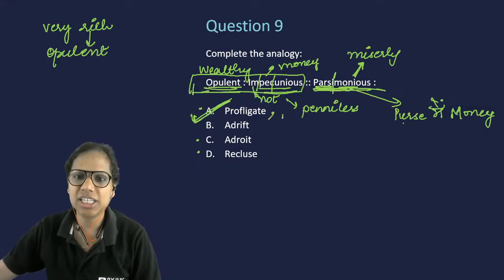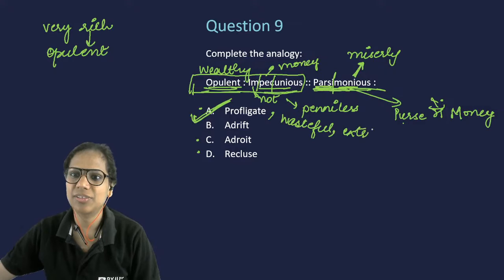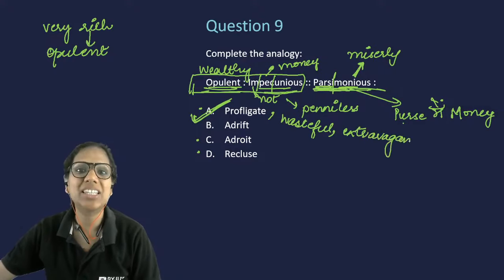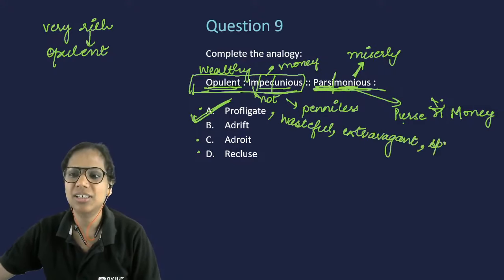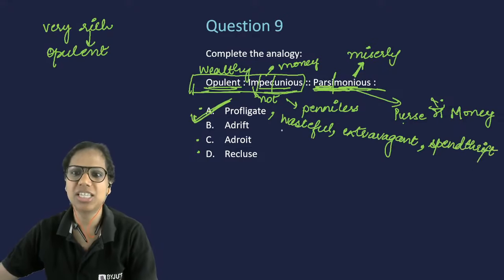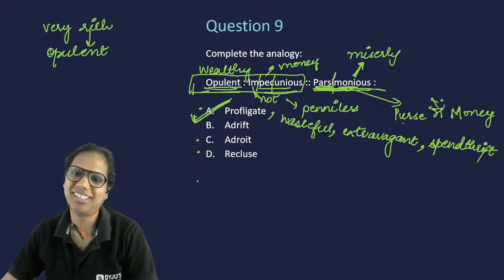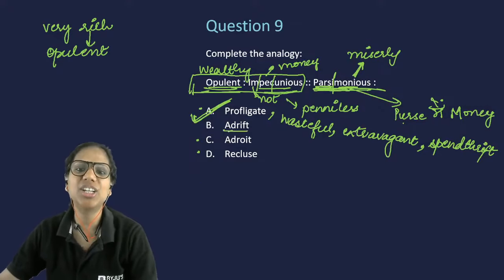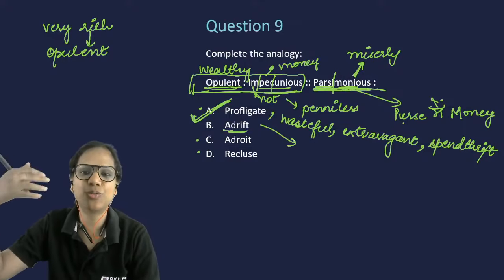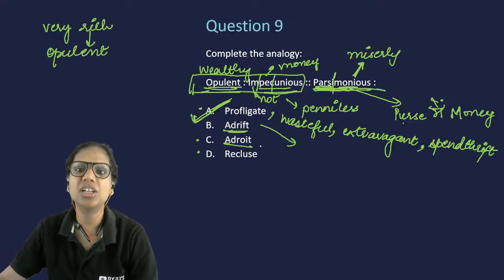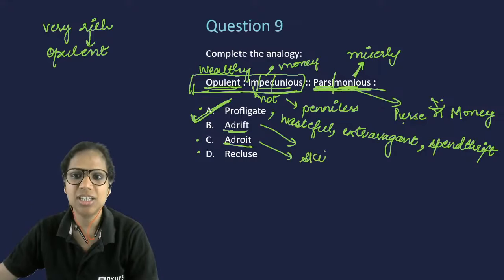Okay, profligate, wasteful, extravagant, spendthrift. These are all antonyms of parsimonious. Wasteful, extravagant, spendthrift, profligate. These are not related to parsimonious. Adrift, something that is floating away, drifting away, that is adrift. Adroit, skillful, especially in the use of hands, is somebody who is adroit. Okay.